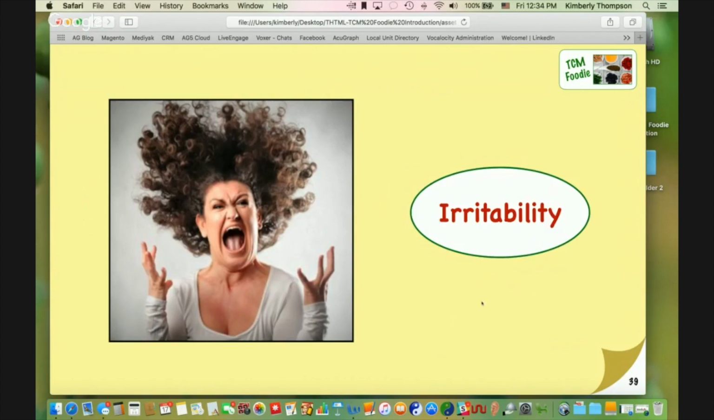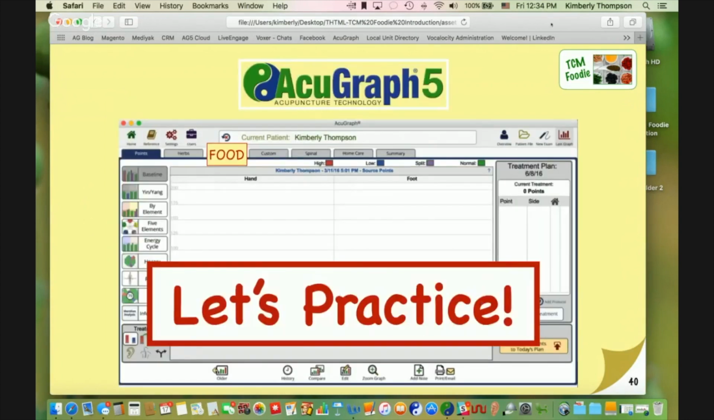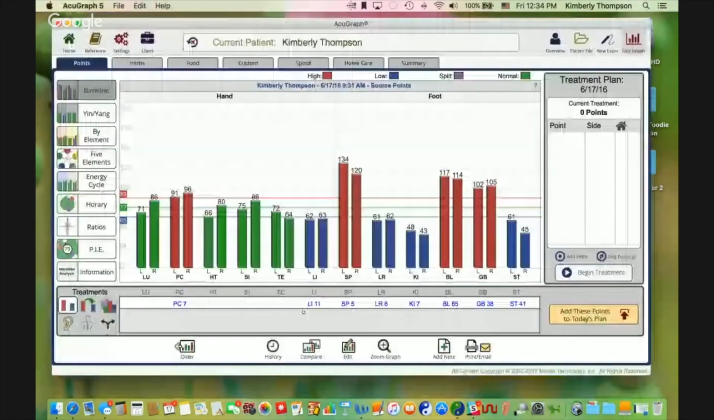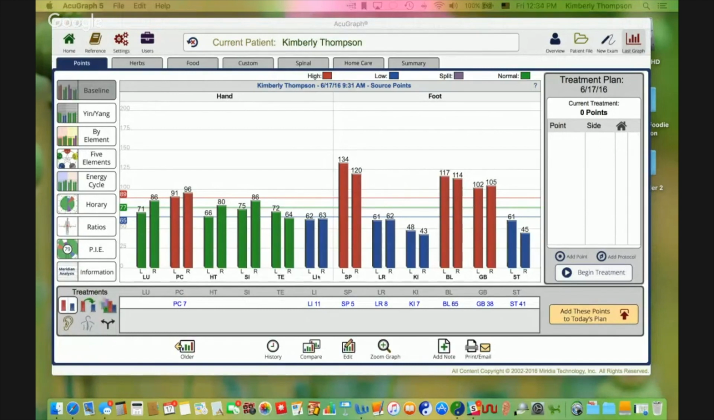So let's practice. Here comes the fun part. I am going to open up my AcuGraph. And so I graphed myself this morning. Here's being real: I've got a little bit of excess spleen. You can tell my pericardium was high. I was feeling a little bit stressed as I was preparing for the webinar this morning. A little bit of shoulder tension.